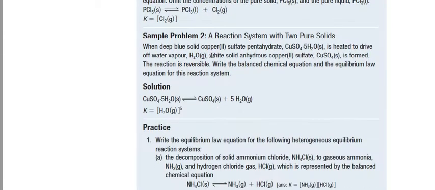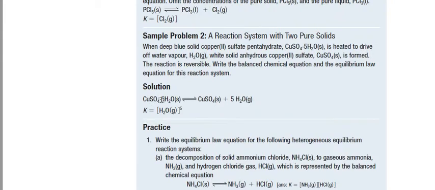Now sample problem 2. A reaction system with 2 pure solids. When deep blue solid copper(II) sulfate pentahydrate, CuSO4·5H2O, is heated to drive off water vapor, H2O gas, white solid anhydrous copper(II) sulfate, CuSO4(s), is formed. The reaction is reversible. Write the balanced chemical equation and the equilibrium law equation for this reaction system.